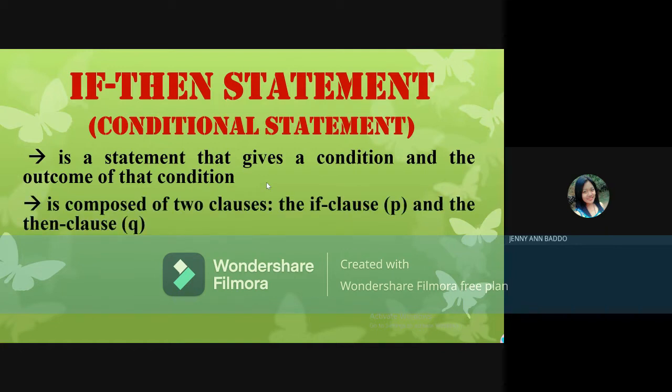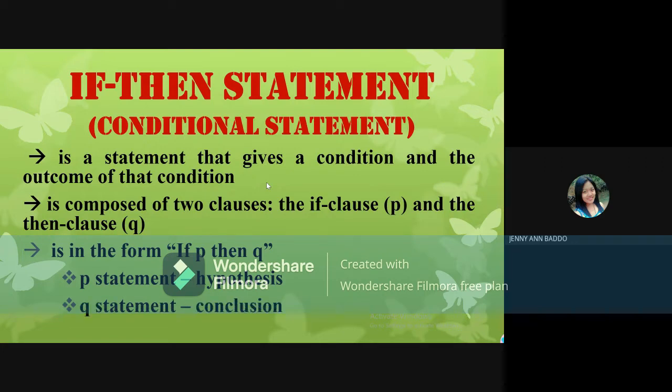It is composed of two clauses, namely the if clause denoted by small letter p and the then clause denoted by small letter q. Given the variables p and q, it's in the form if p then q. P statement is called the hypothesis. It's the condition. And the Q statement is the conclusion, the outcome of that condition or the outcome of the hypothesis.